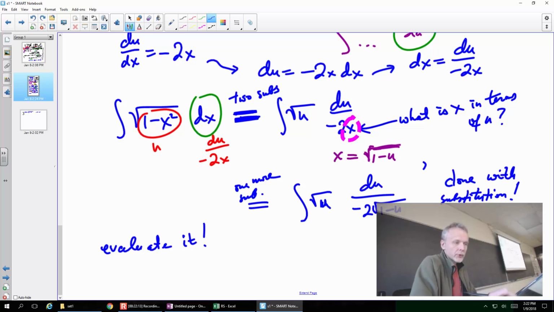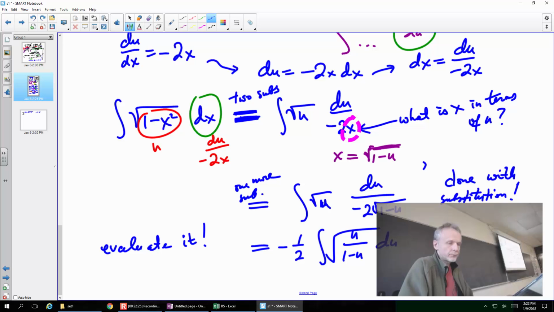Okay, let me try to sort it out. Negative 1/2, and here the integral of u over the square root of 1 minus u, du. Okay, so what do we do with this one? If you know. So who knows what to do with it? Yeah? Split the fraction. But it will remain inside of the square root.